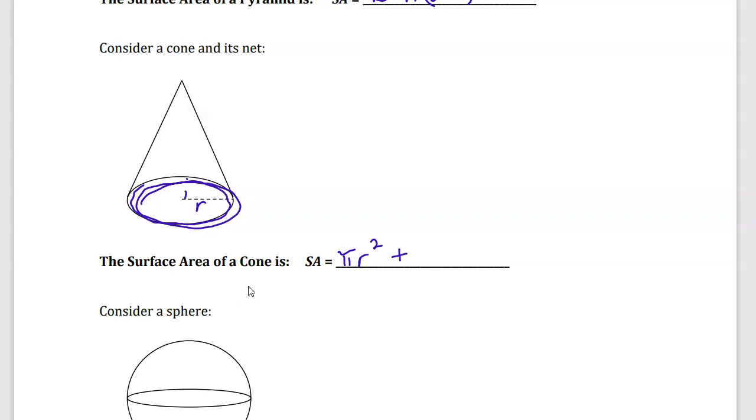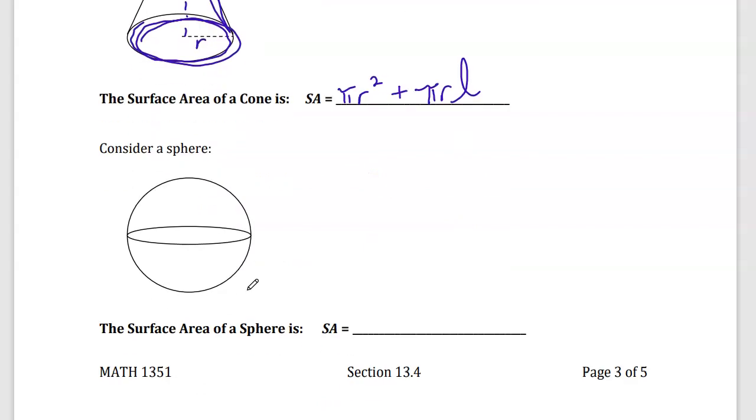Plus, and then we have this here that's like a pyramid. And so we have to look at the slant height. So that's that L, which is this. And this way around it. So it's going to be pi r times that slant height. Some of these, you're just going to have to be able to look at the actual formula and be able to plug in. Okay?